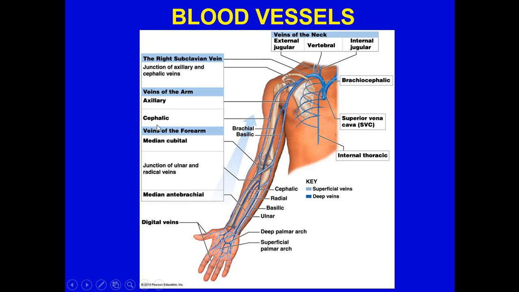You will also have to keep in mind the axillary and the junction of the axillary and cephalic, which comes up to be the right subclavian vein here. Note that you'll still have the external jugular, the vertebral, the internal jugular. We'll get into those of the neck leading up into the head in a minute, as well as the brachiocephalic, which leads into and empties into the superior vena cava. Notice that you also have an internal thoracic here, which also empties into the superior vena cava.